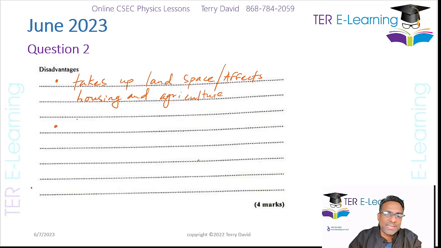Another disadvantage is that they kill birds. Wind energy, they kill birds. You have birds flying there and they end up crashing into the propeller blades. What else do we have here? Another disadvantage is that wind is variable, meaning that the wind is not going to blow all the time. So when you generate the power, you're going to have to store the energy in batteries, and that could also be costly.